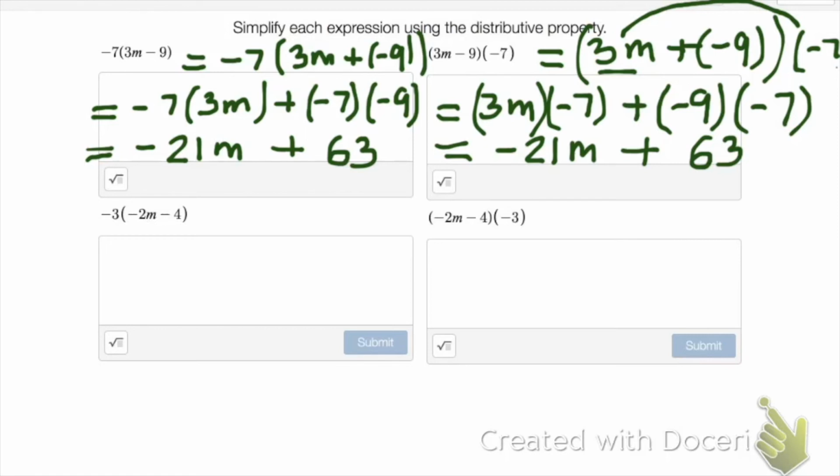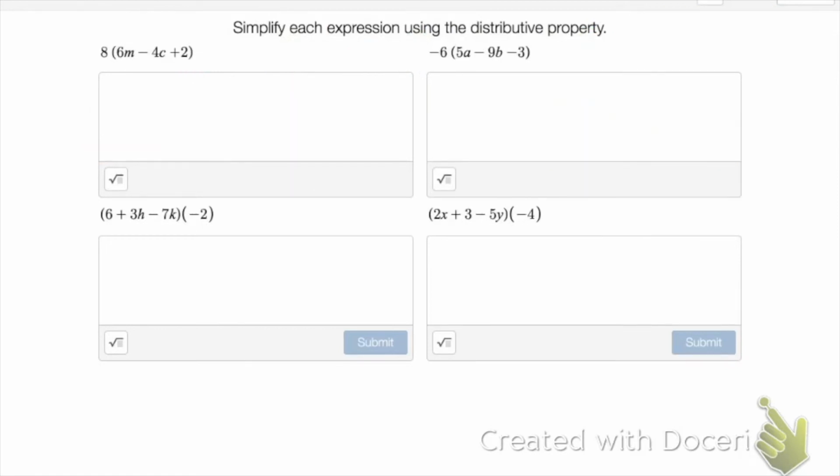Okay, so you're going to try the other two. Now we don't have two terms inside the parenthesis, we have three terms. So how can we deal with it? I will start with the first one. I will circle a. Inside the parenthesis I have 6m, negative 4c, and positive 2, right? I will rewrite the problem because I see the negative. So I would say a times 6m plus negative 4c plus 2.